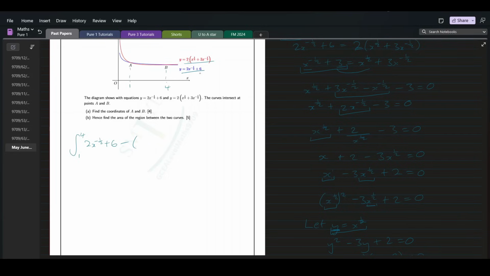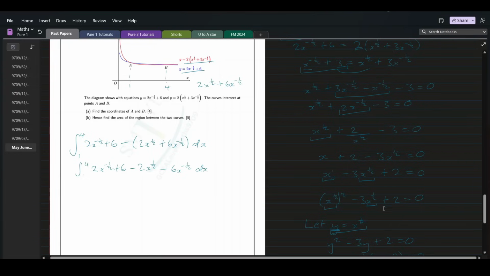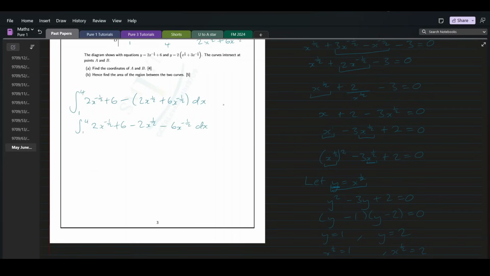I'm just going to multiply it through by that 2. So that would be 2x to the half plus 6x to the negative half, and this would all be with respect to x. So we are integrating from 1 to 4, that's 2x to the negative half plus 6. Let's expand our bracket. Negative 2x to the half, negative 6x to the negative half, and this is with respect to x.